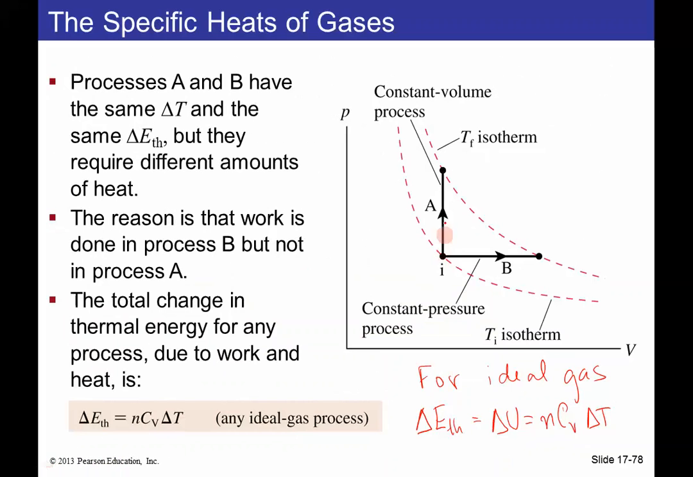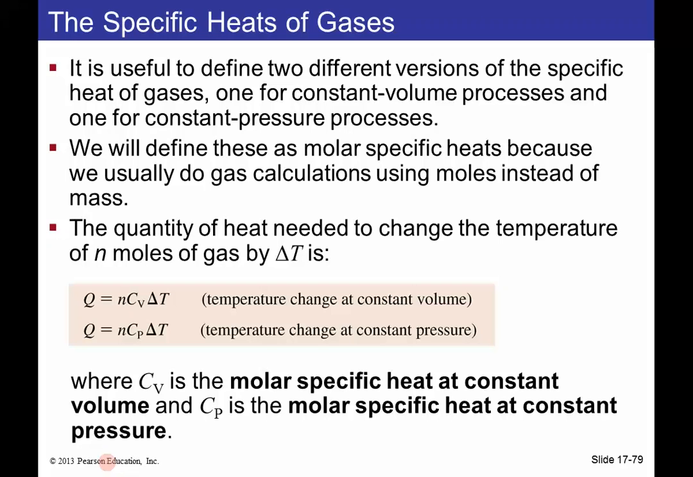These are two different processes here. This is a process at constant volume and this is a process at constant pressure. So it's going to be useful to define a specific heat at constant volume for this process and a specific heat at constant pressure for this process. It is just a convenience, and so it is useful to define two different versions of the specific heat, constant volume and constant pressure.